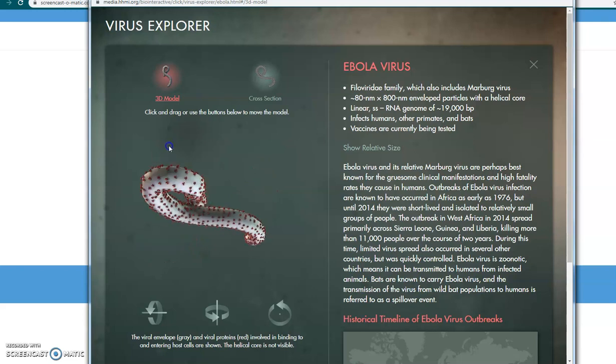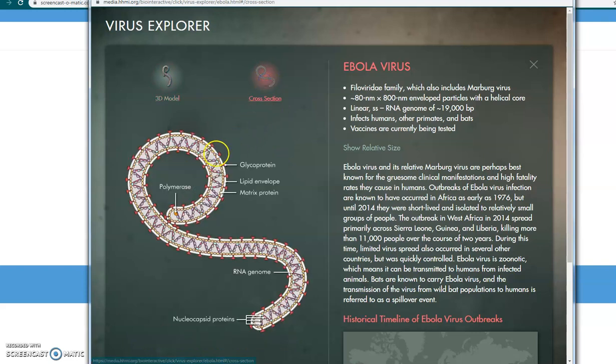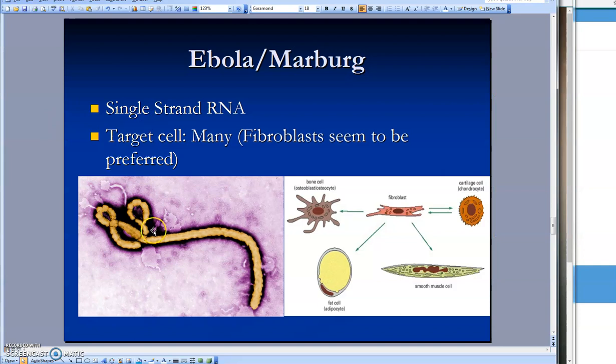Here's just an animation of this virus. It's snake-like, it's kind of long, and again, these glycoproteins can help it enter the cell. And it's a single-stranded RNA virus. Nothing too unusual, except it's a little bit larger for a virus. But it is hemorrhagic, and here's a microscope picture of the Ebola virus.